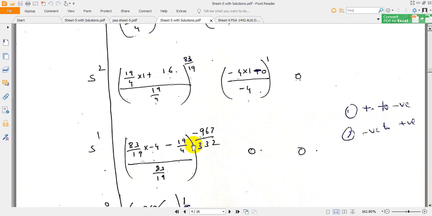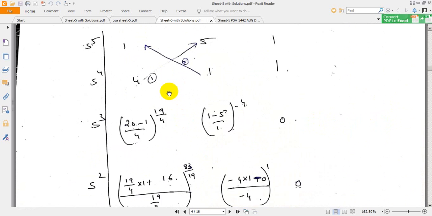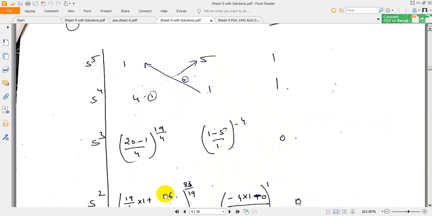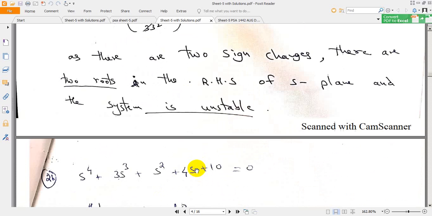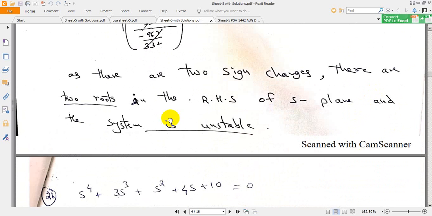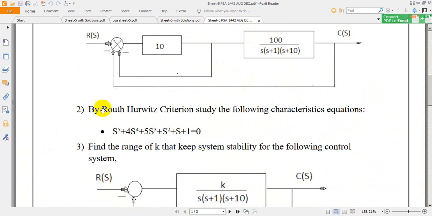If there is no sign change, then the system will be stable. If all are positive, then the system is stable. If all are negative, then the system is stable. Presently, as there are 2 sign changes, there are 2 roots which are in the right hand side of the S plane, and the system is unstable. This part we did.